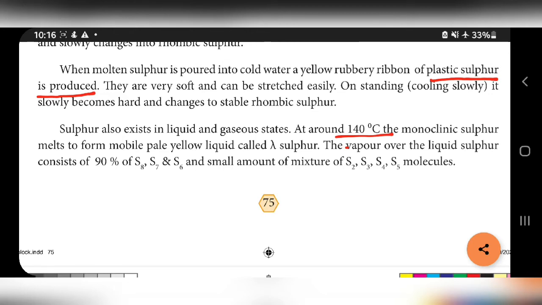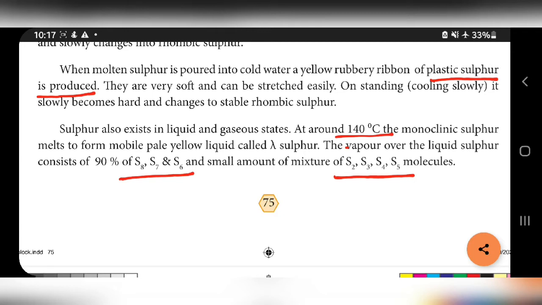The vapor over the liquid sulfur consists of 90% S8, S7 and S6, and a small amount of a mixture of S2, S3, S4 and S5 molecules. So the vapor over the liquid sulfur contains this mixture of sulfur species.